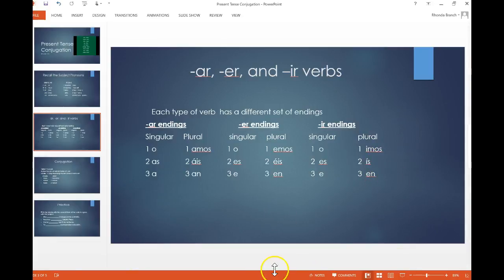Now, if you notice, if you can learn one, you can pretty much get the others pretty easily. The only difference between your AR and your ER endings, outside of first person singular, is where you have A's for the AR endings, you have E's for the ER endings. Okay? And for IR, first, second, third singular and third plural are identical to the ER endings. The only two that differ are first and second persons plural, which are imos and ís. So those are our endings.